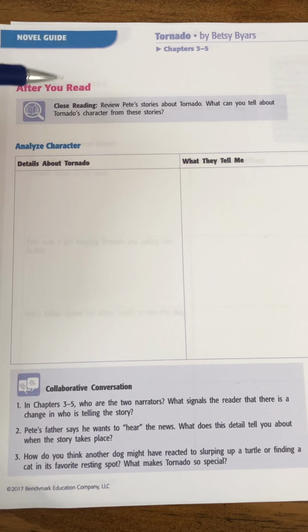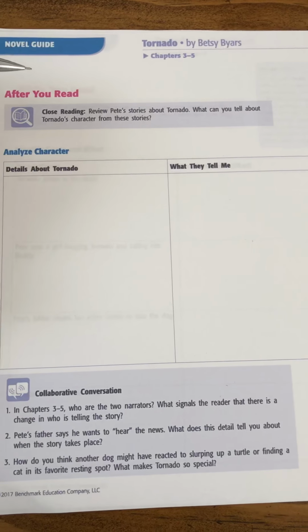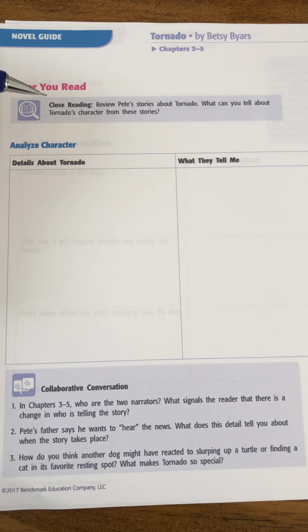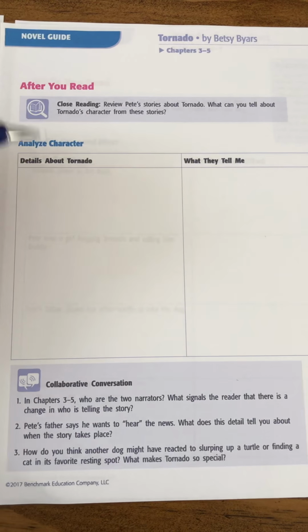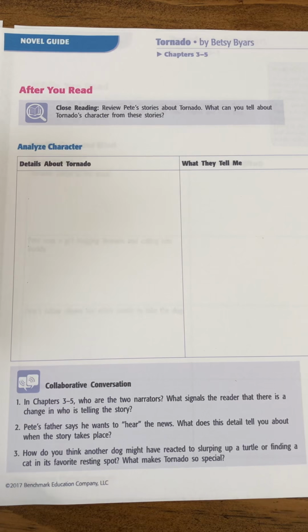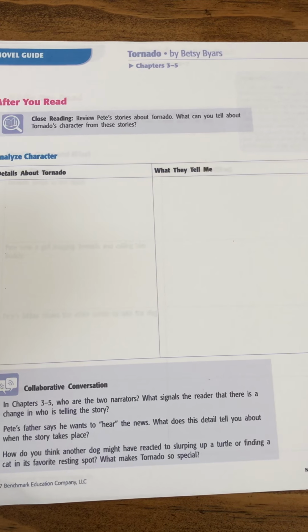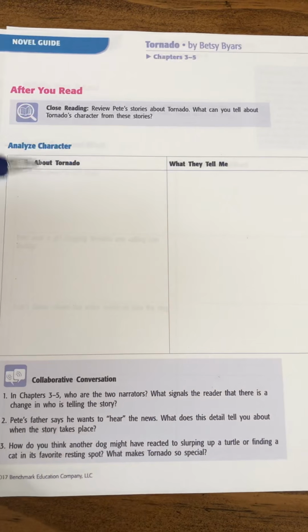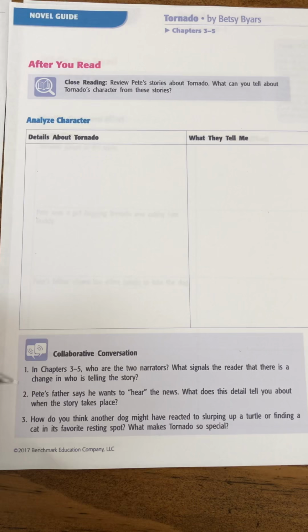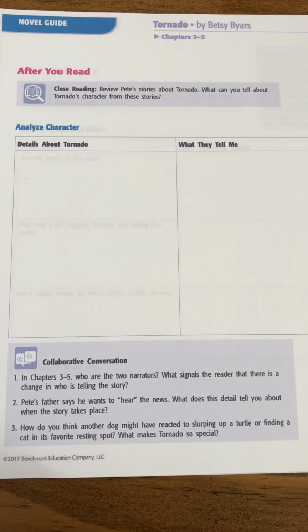When you're done reading chapters 3 through 5, then you would do this. Review Pete's stories about Tornado. What can you tell about Tornado's characters from these stories? So again, you would write your bullet points here with your details about Tornado that you found. And then you'd make an inference. What do those things tell you about Tornado? Okay, when you're done, then you need to talk to your parents for the answers to these 3 questions. Again, not writing them down, just talking about what you've read. It's possible your parents haven't read the book and you can inform them, okay?